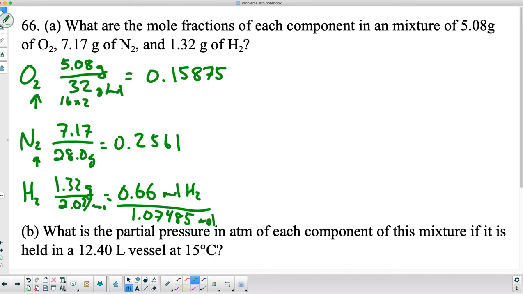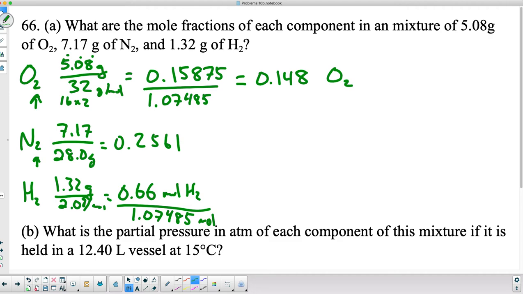And now for each one of these, I do 0.15875 divided by the total, 1.07485, and I'm going to round off to 3 places because that's what it has for each one of these. And that gives me my mole fraction of 0.148 for oxygen. That's a mole fraction. It does not have units because it's moles over moles.